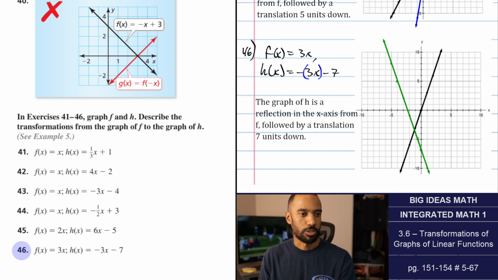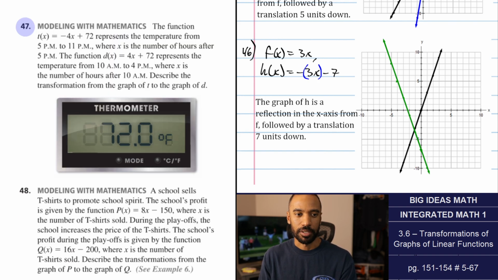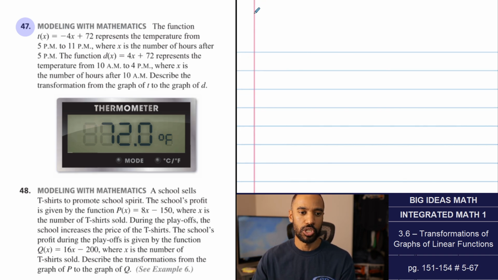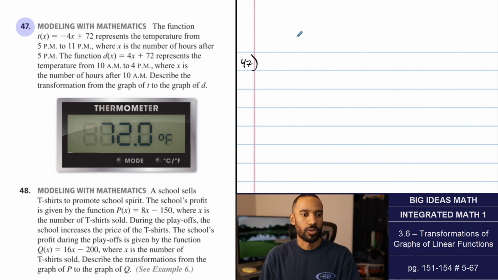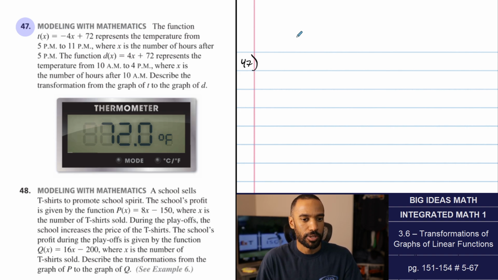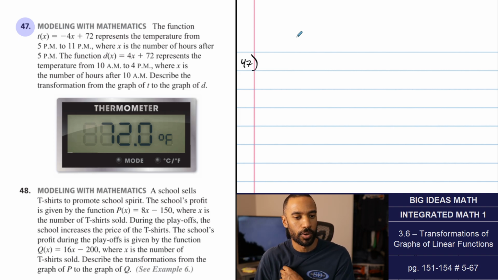Okay, let's move forward. Number 47, modeling with mathematics. The function t of x equals negative 4x plus 72 represents the temperature from 5 p.m. to 11 p.m., where x is the number of hours after 5 p.m. So every hour after 5 p.m., we're losing 4 degrees Fahrenheit. The function d of x equals 4x plus 72 represents the temperature from 10 a.m. to 4 p.m., where x is the number of hours after 10 a.m. So from 10 a.m. onward, every hour we increase 4 degrees in temperature.